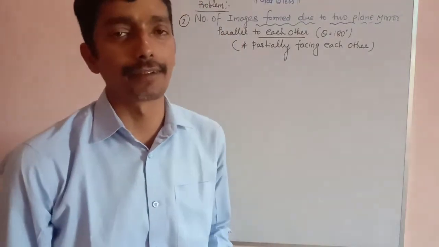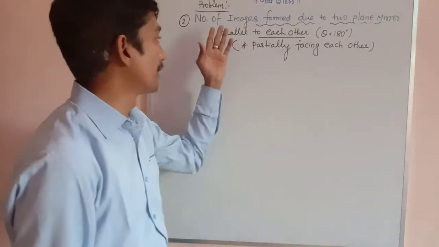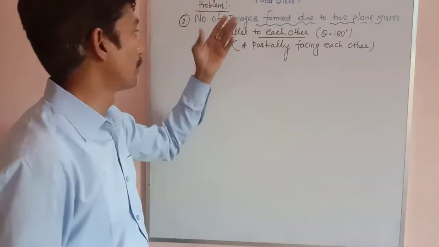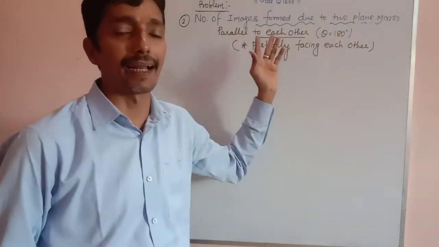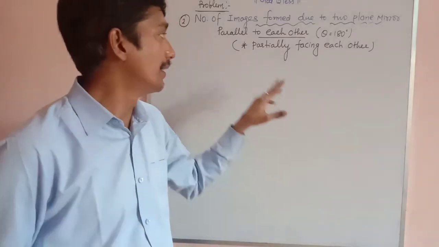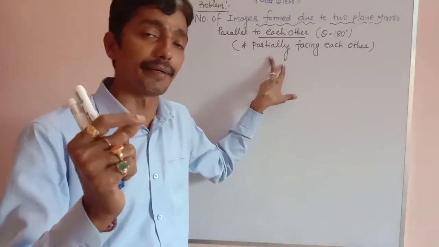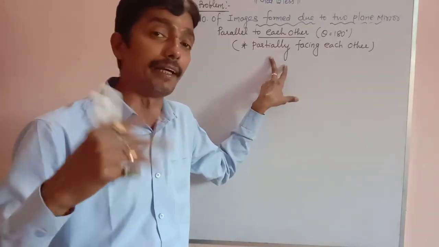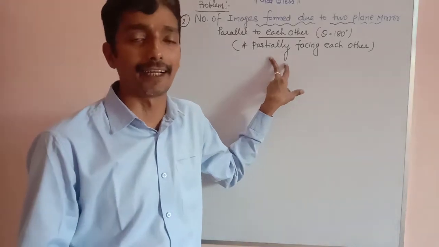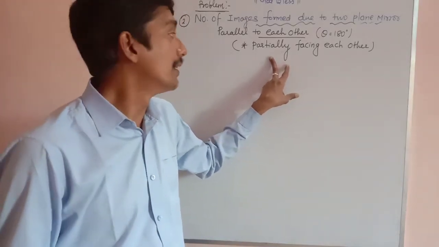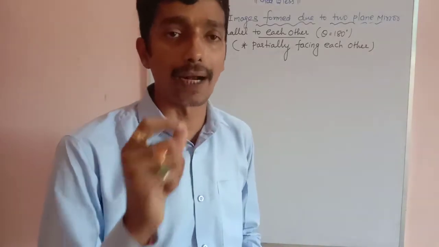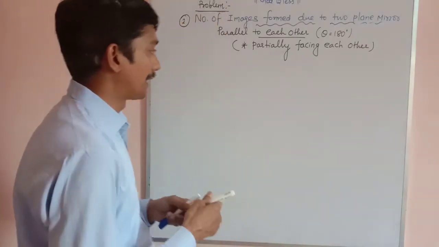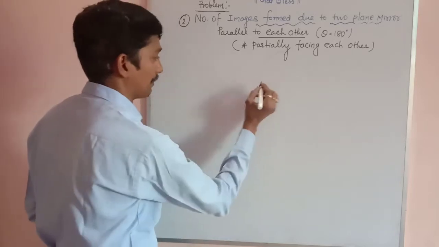The second case for the parallel mirror, where I have taken the question, is problem number 2. The number of images formed due to two plane mirrors parallel to each other, that is 180 degrees. But now my dear, this is very important. Right now they are not completely facing, as in my first diagram they were completely facing, but now they are partially facing each other. The two mirrors are partially facing each other, and the diagram for the question is given like this.